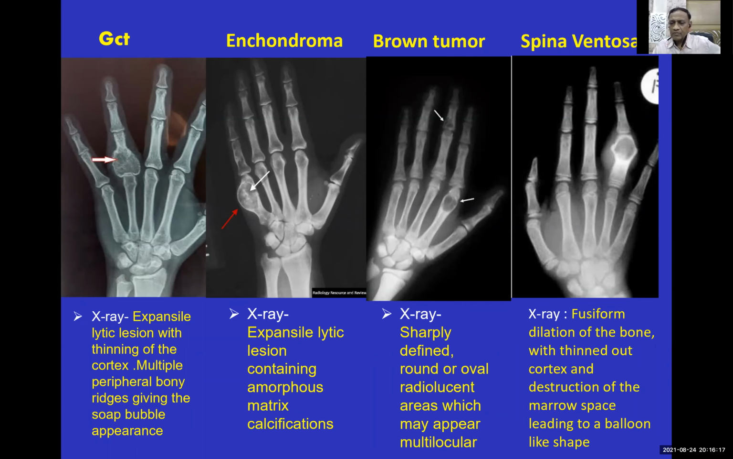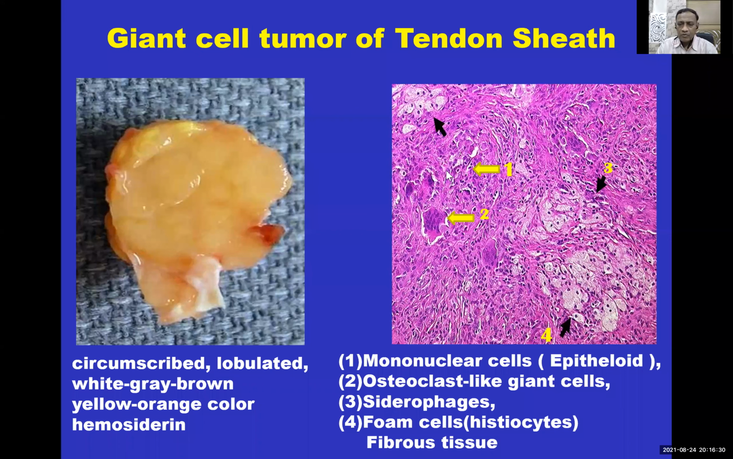This specimen is a giant cell tumor of the tendon sheath, which is circumscribed, lobulated, with white, gray, brown, yellow, orange color due to hemosiderin pigment. Histologically, it shows mononuclear cells. There are also epithelioid cells, then the osteoclast type of giant cells, then siderophages and foam cells, also called histiocytes, with fibrous tissue.